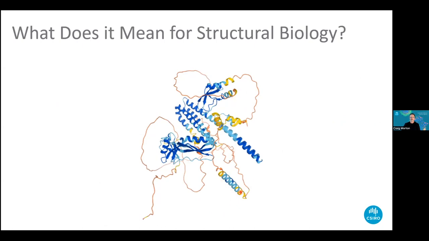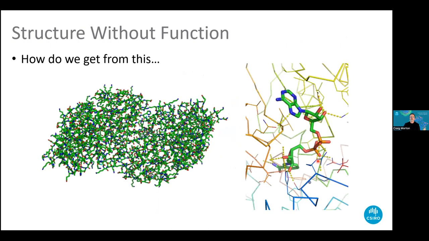And that's where we run into a problem. Just because AlphaFold can spit out a structure doesn't mean you can interpret it directly in the context of function. And that's a universal problem with structures.